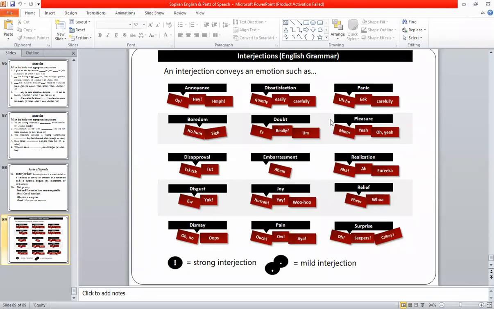Then when we are in panic mode, generally what type of feelings or what type of words do we use when we panic? Panic means some type of frightening feeling.